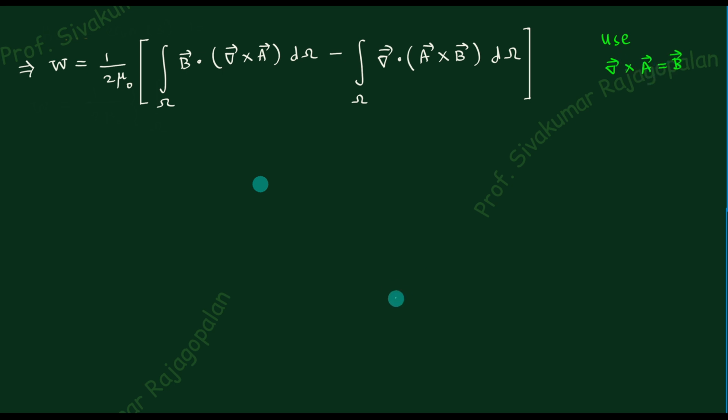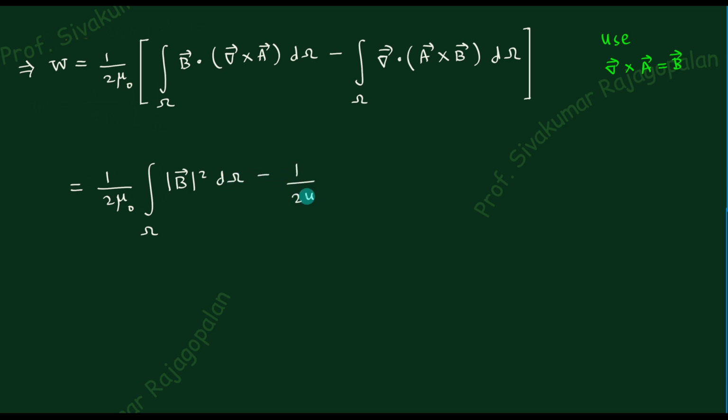So if you are going to use that, then the integral becomes a little simple. Integral over omega, now I get B dot B, right? So what is B dot B? B dot B, I can write it as modulus of B square.